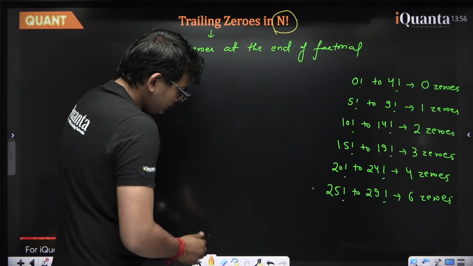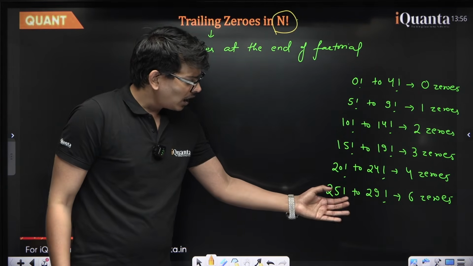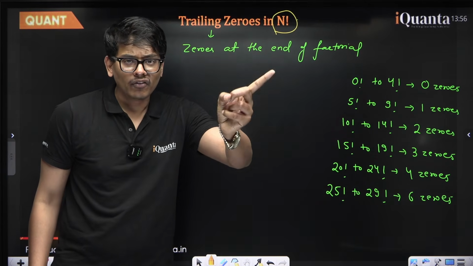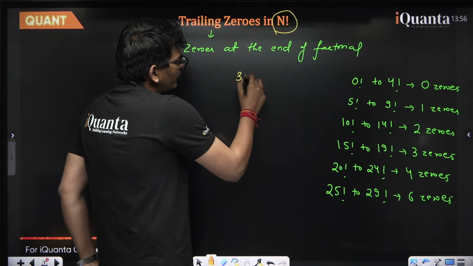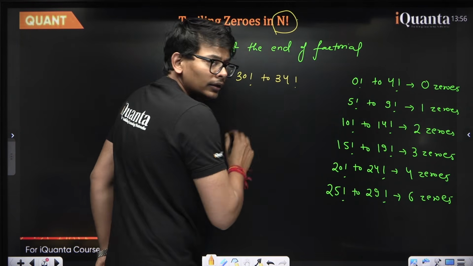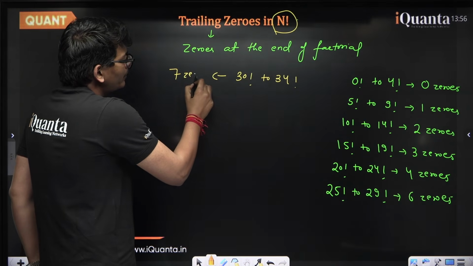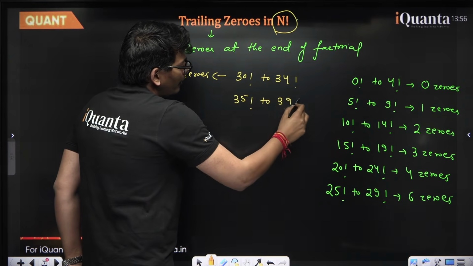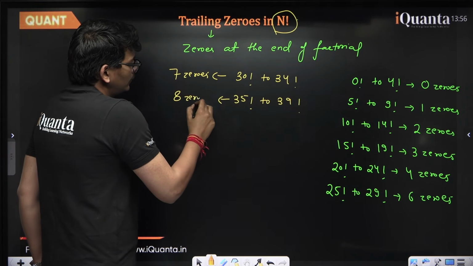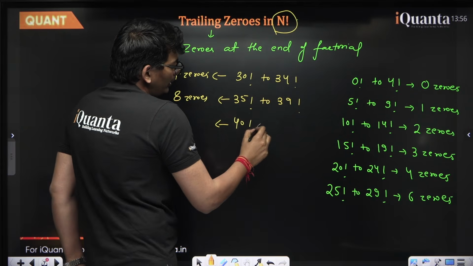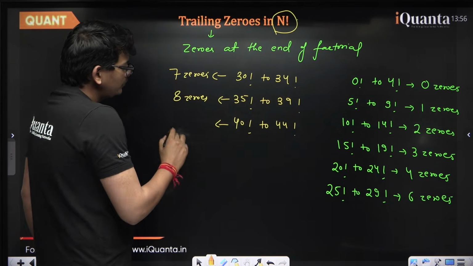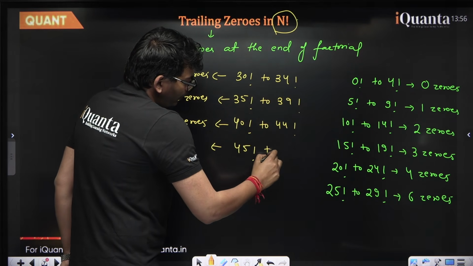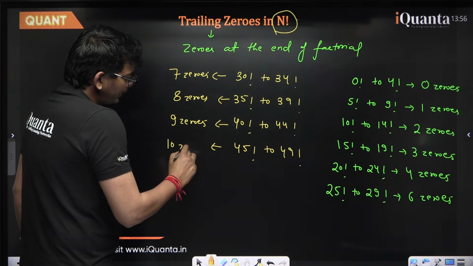Now, since I'm not getting any multiple of 25, the number of zeros will get increased by only 1. That means from 30 factorial till 34 factorial, the number of zeros will be 7. You can check this manually. I have taught you the method also, right? 35 factorial till 39 factorial, the number of zeros will be 8. 40 factorial till 44 factorial, the number of zeros will be 9. 45 factorial till 49 factorial, the number of zeros will be 10.